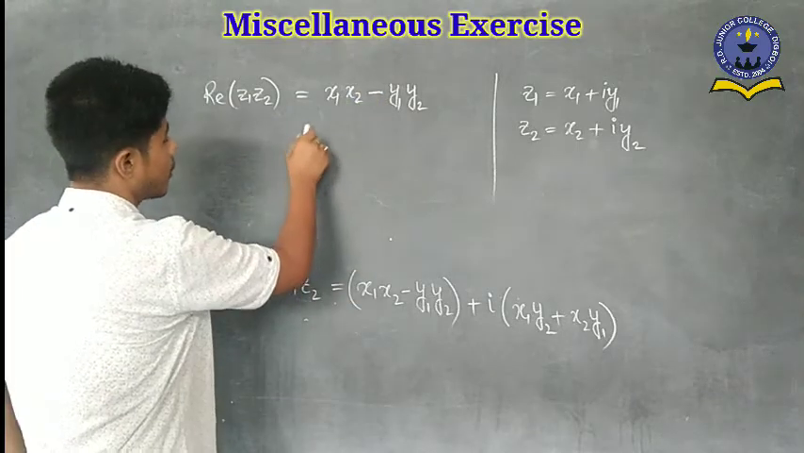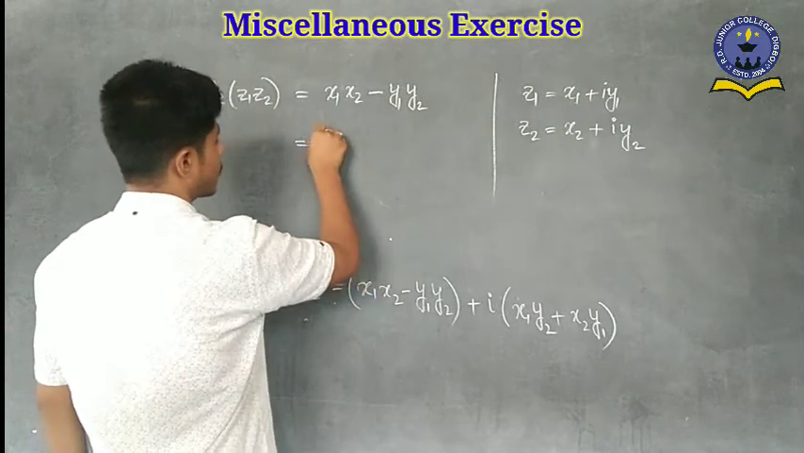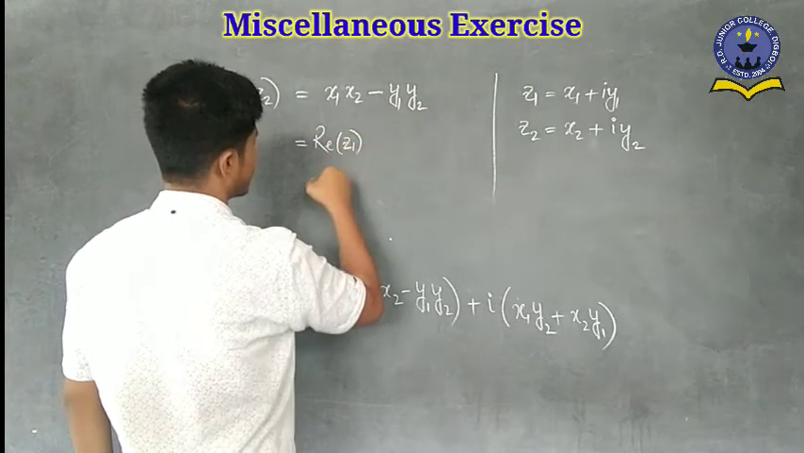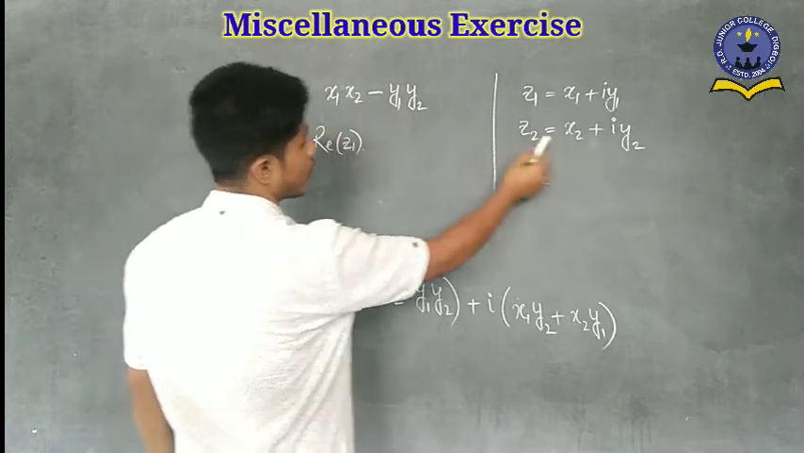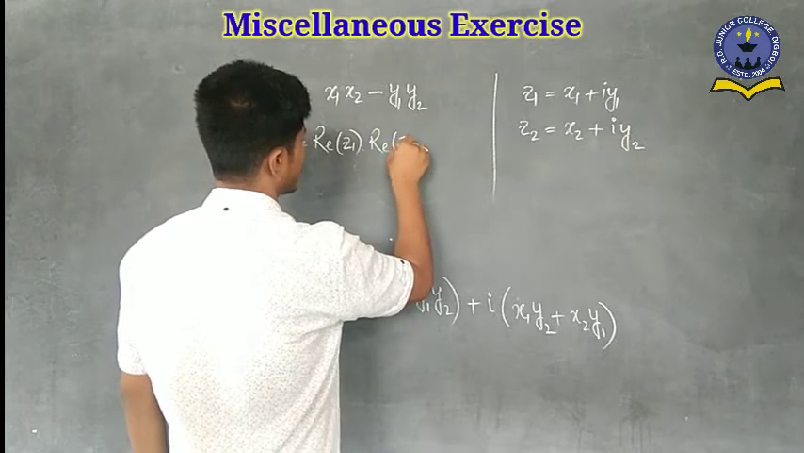Now individually, x1 is what? x1 is the real part of z1. So that's why we have to write here real part of z1. Is it clear? Into x2. x2 is the real part of z2. So that's why we have to write here real part of z2.